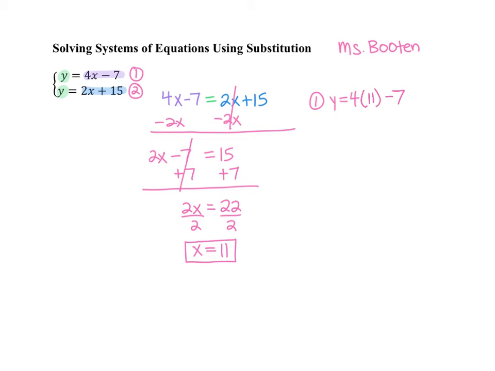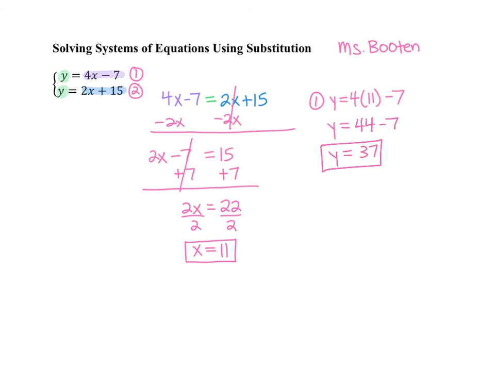Now I just evaluate to solve for y. So y equals, I'm going to follow order of operations. Multiplication comes first. 4 times 11 is 44. And then I still have to subtract 7. And then 44 minus 7 is 37. So y is equal to 37.